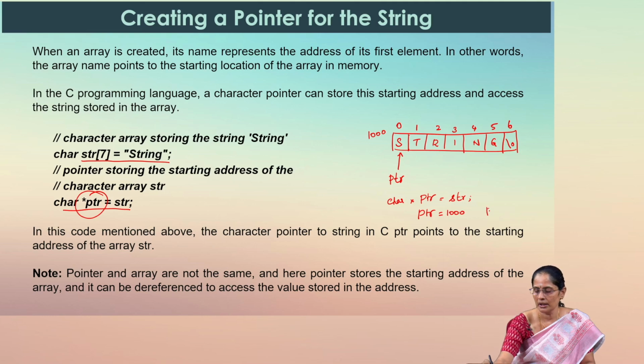So, if I say ptr plus plus, this will lead to location 1001, because character type pointers occupy 1 byte of space. So, the next locations are next contiguous locations, and we can get the next characters. It is enough that if we have the starting address of the character type array, we can increment the pointer to move to the next locations to access the other characters of the string. This is an interesting concept in C language, that using pointers we can handle strings in an easier way.